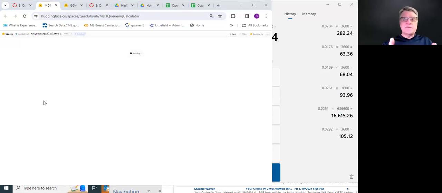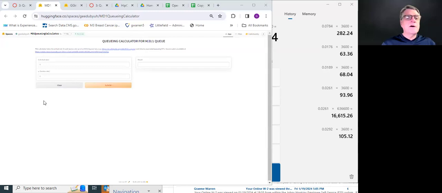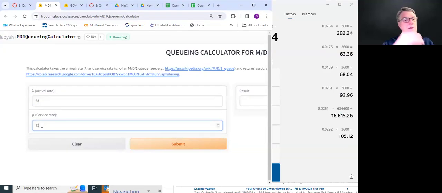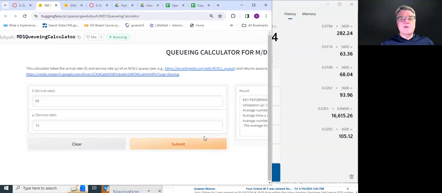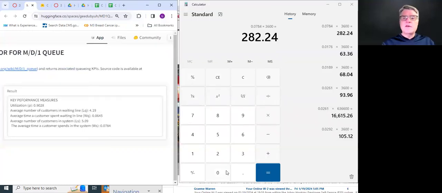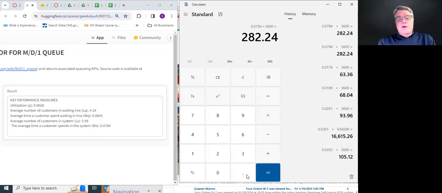It's a little simpler. All I need is a lambda and a mu for the MD1 when it does populate. So this is 65 and this is 72. I can run it and just see what I get. So there's the 90% and 0.0784. I think very similar to what I had, but let's go ahead and just run the calculations. 0.0784 times 3,600 is 282. So very close. Okay, so that is what there would be if you did switch out both humans with juice bots.